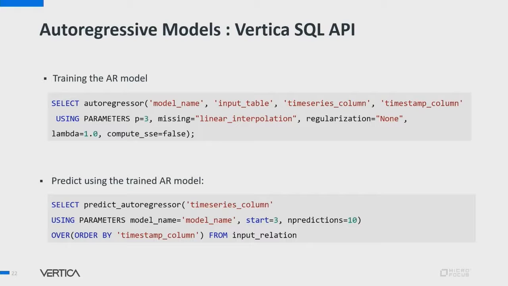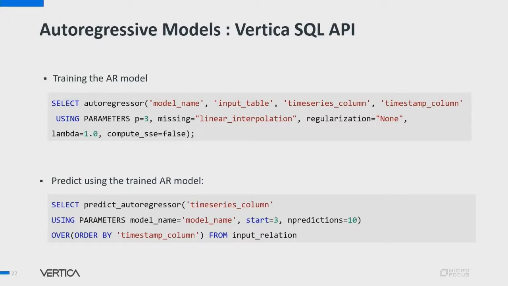In this case, we are setting p equal to 3. Again, this is a parameter you can tweak and work with. Any missing values that it finds, we're telling it to interpolate with linear interpolation. We're not applying any regularization. Lambda is 1, and compute sum of squared errors is set to false. So that's it. This is what you'll use to train your autoregression model, and it would be saved by the model name. In this case, you could essentially give it some nice name with which you could remember it.